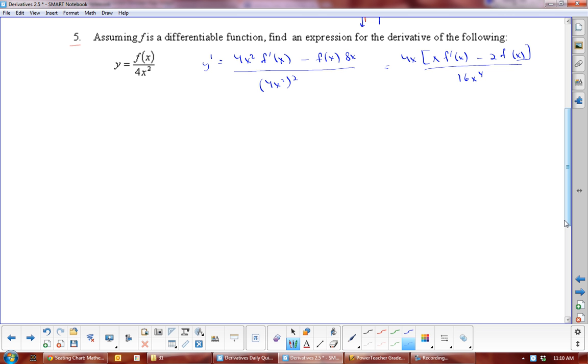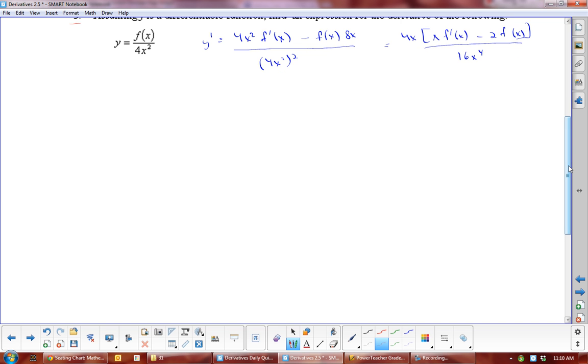Now again, we're just going to simplify these, in case this is a multiple choice question asking you to do the derivative and then match it up. So the 4 and the x would cancel. 4 with here would be a 4, and then x, this would be a 3. So you'd be left with x, f prime of x, minus 2 f of x, all over 4x cubed.